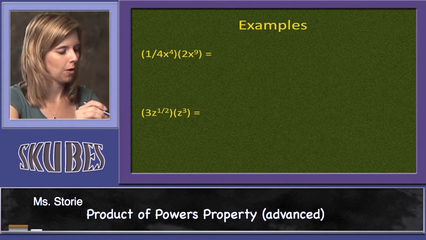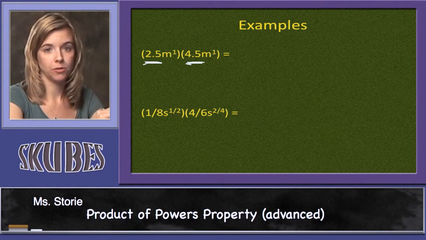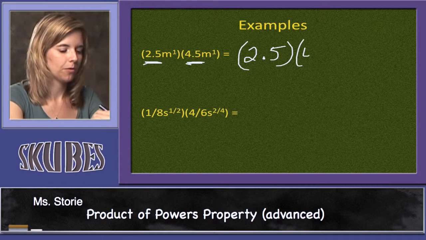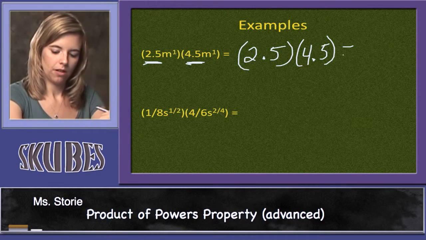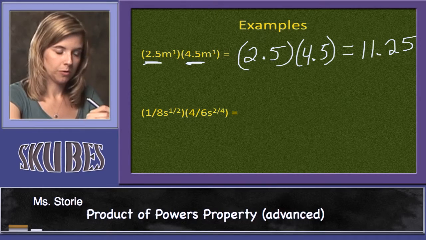Let's take another look at some more. Now these are decimals, but it doesn't matter, you're still going to multiply them. So you're going to take 2.5 and you're going to multiply it by 4.5. And when you do that, you're going to end up with 11.25. Those are coefficients, so we multiply them.